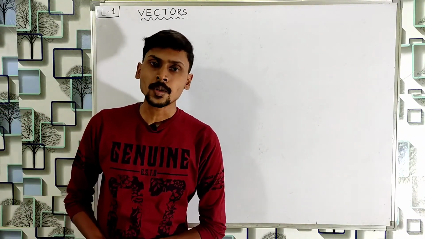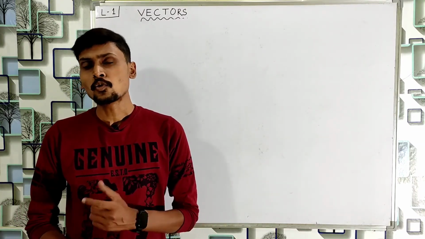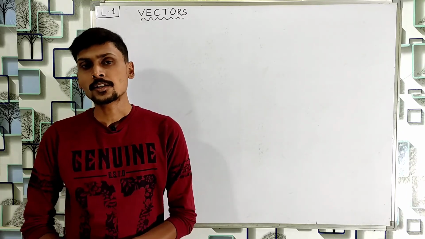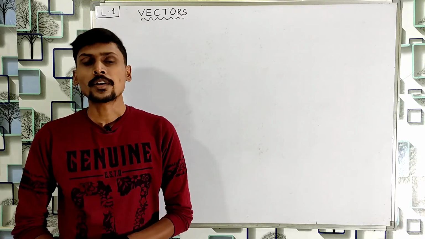In the next class we will discuss some definitions used in vectors, like equal vectors, collinear vectors, negative of a vector, unit vector, zero or null vector.